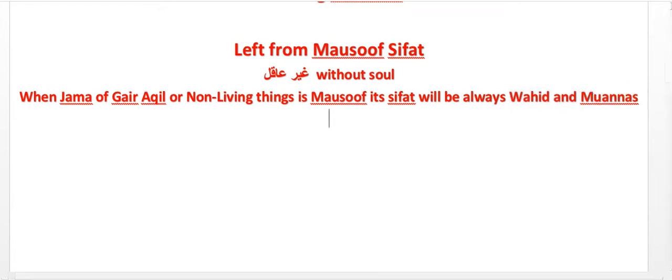Now what does it mean? When there is a case where mawsoof is the jama of, yani more than 2, jama of ghair aqil, then its sifat will be always wahid muannas. It's necessary. Let me show you. Here we have sanamun. Sanamun means a stone. It's a wahid. Then sanamun kabirun. Kabirun is okay. So these both two ism are mawsoof sifat.